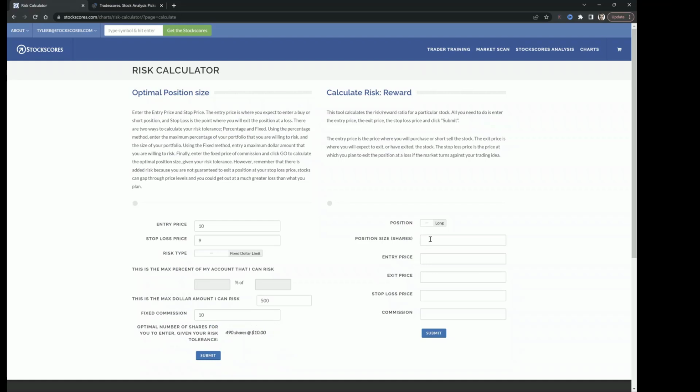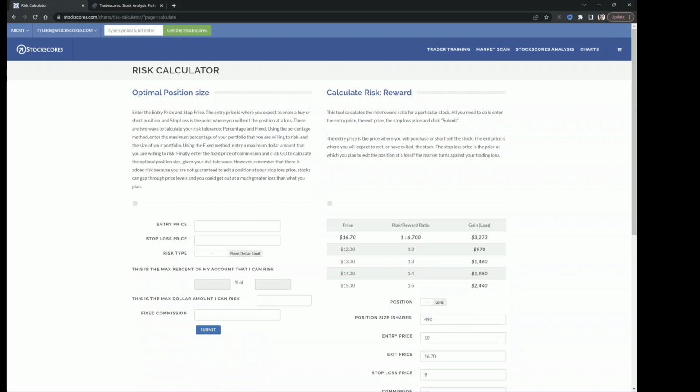Now, after I've done the trade, if I bought 490 shares, my entry price was $10, and I exited at $16.70, and my stop loss price was at $9, and my commission was $10. Click submit. It tells me what my reward for risk ratio was. You heard me talk about reward for risk ratio last night in the day trader lesson. Well, in this case, it's 1 to 6.7. In other words, for every dollar I risked, I made $6.70 in profit. That's what that ratio means.